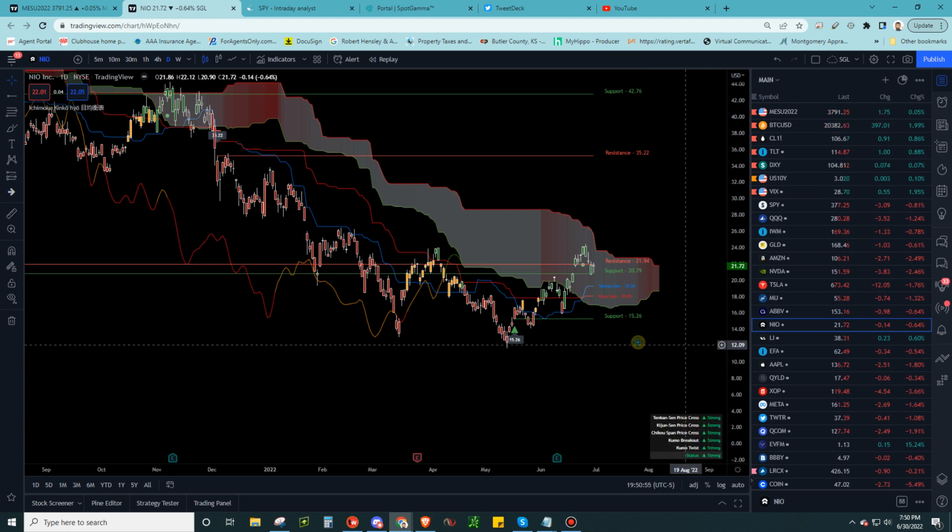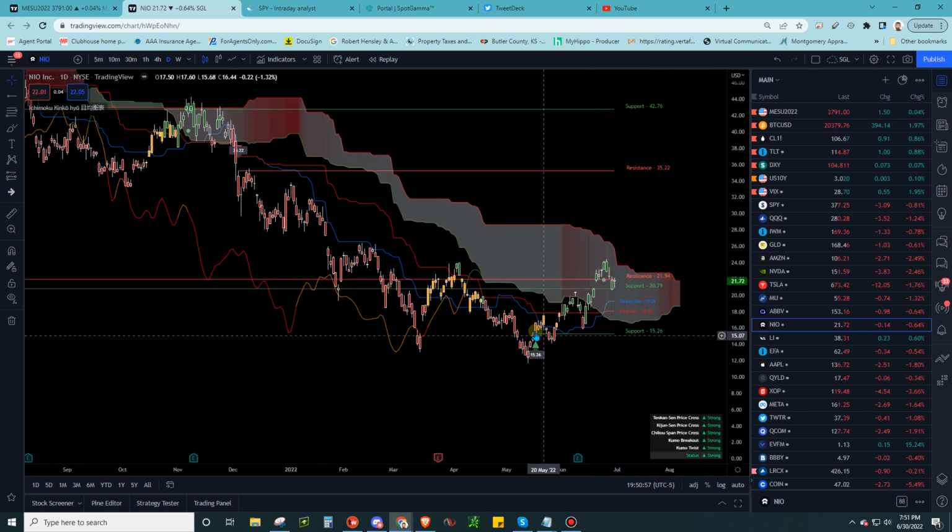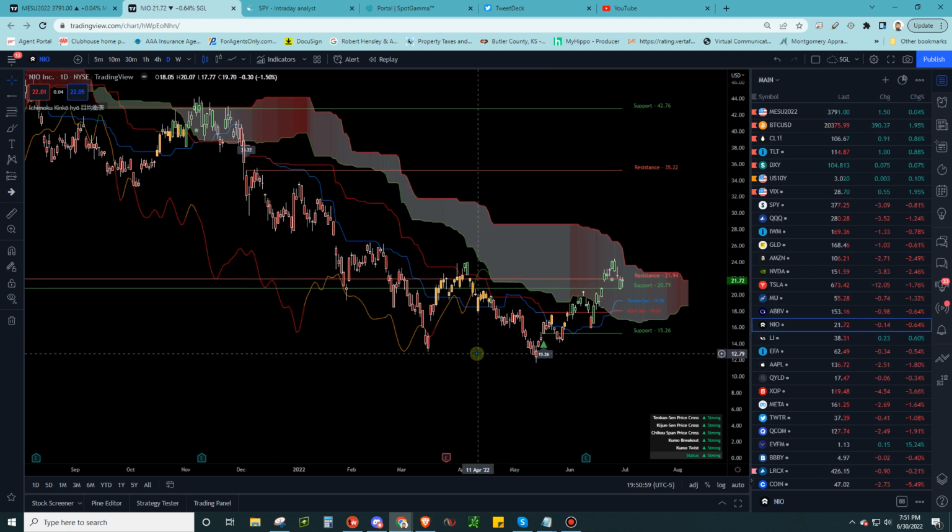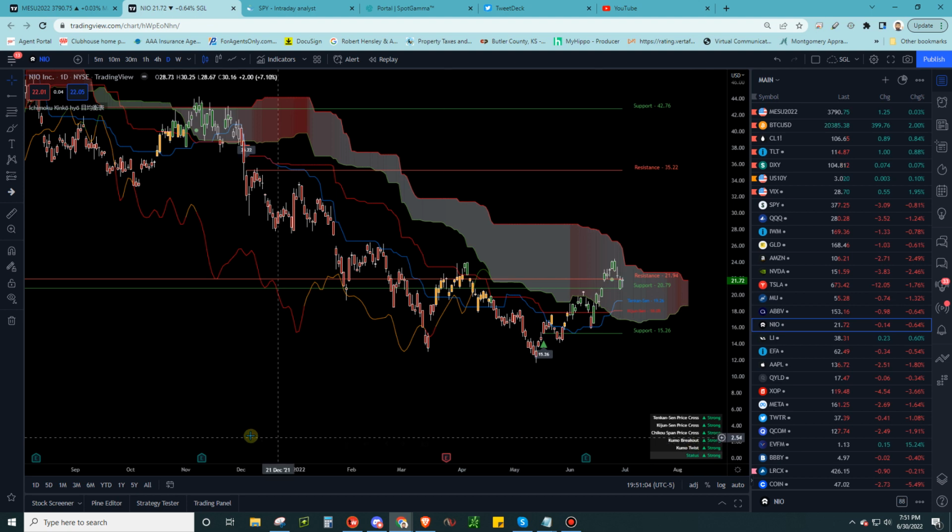So this is interesting. I just wanted to show this to you, and hopefully you like this indicator. If you're using Ichimoku, you can easily switch over to this and make your life a little bit easier.